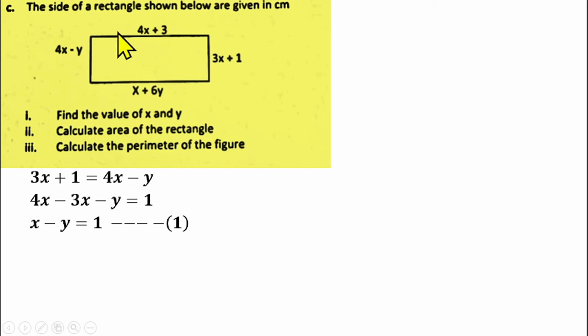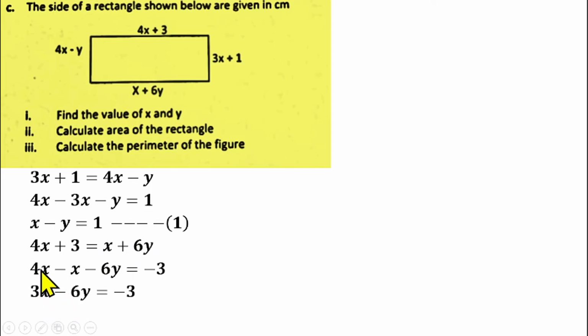Then from the other one, this is also equal to this. So we'll be having 4x plus 3 equals x plus 6y. Collect like terms as well. We'll be having 4x minus x minus 6y equals minus 3. So 4x minus x will give us 3x minus 6y equals minus 3. So 3 is common to everything here. You can divide through by 3. Divide this by 3, you have x. Divide this by 3, you have minus 2y. Divide this by 3, you have minus 1. So we can call that one equation 2.